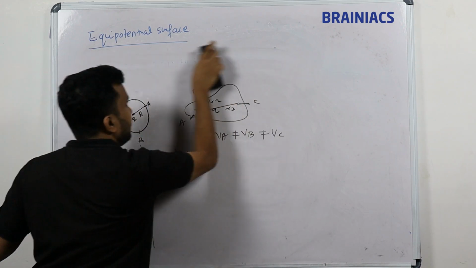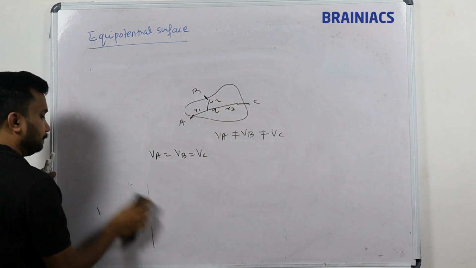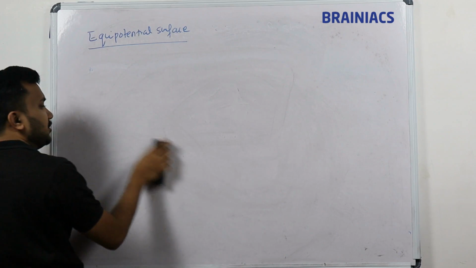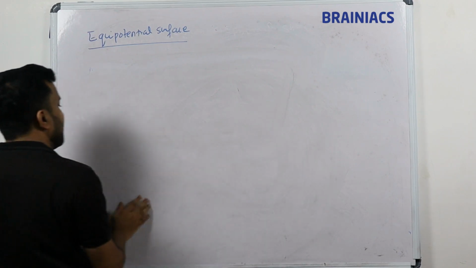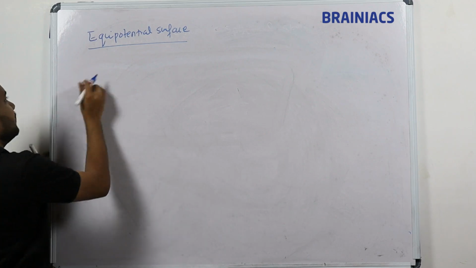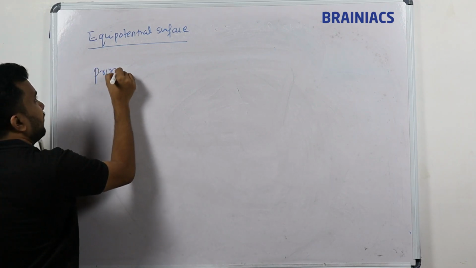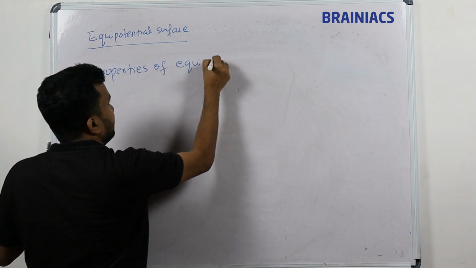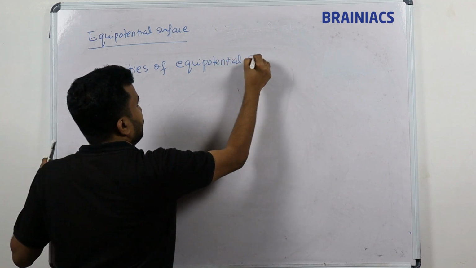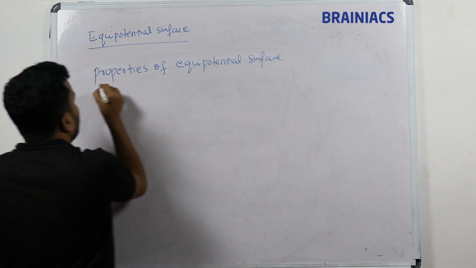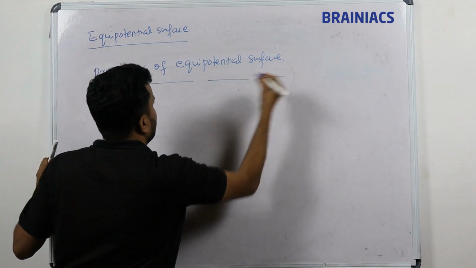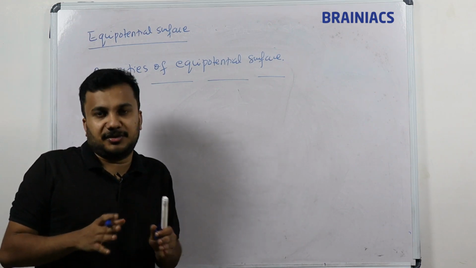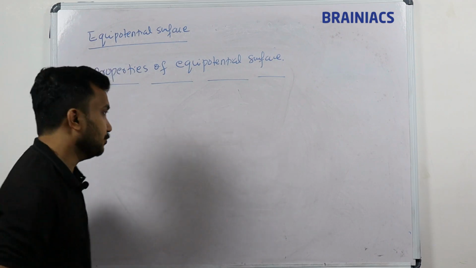Okay, we'll move to the next important stuff for this one, that is called properties of equipotential surface. This equipotential surface has a lot of specialities and features, so we are going to see that. So write the heading: properties of equipotential surface. This is important from your school board examination point of view, not only for your entrance examination. For your theoretical board examination also, this is important.